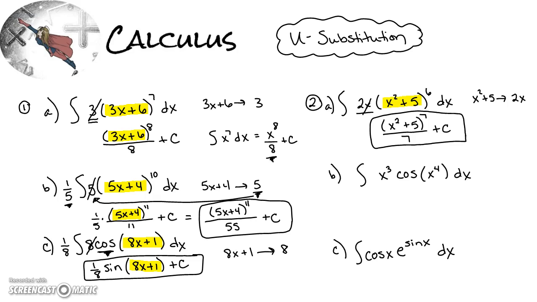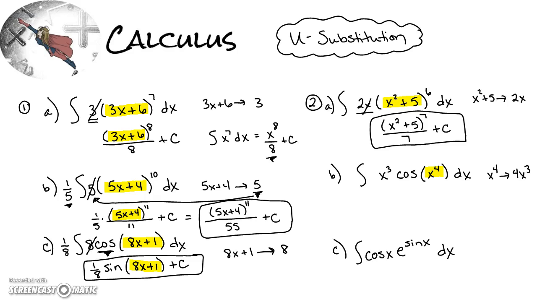All right, now let's do one that's slightly harder. If you look for an inside function in part B, you can see one right here. There's an x to the 4th that's inside of the cosine. So x to the 4th, its derivative is 4x cubed.